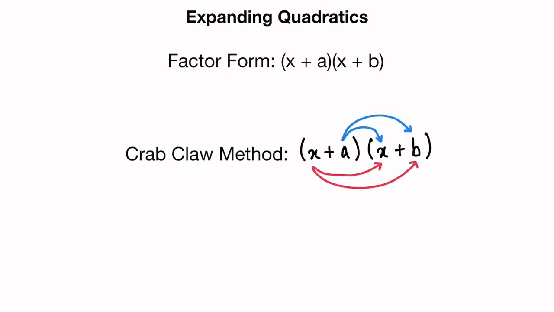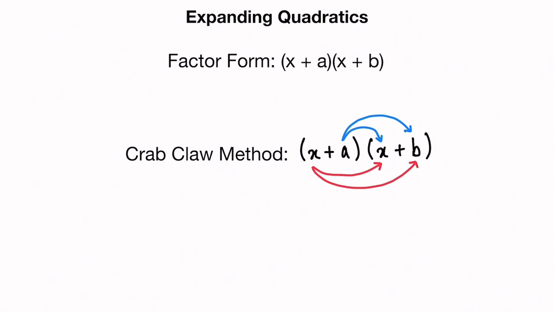So expanding quadratics. As we said before, we have the factor form of x plus a and x plus b. So we can expand that, and the way you can do that is what I call the crab claw method. So you can see here with the arrows, it kind of looks like a crab claw. So it's a very easy way to remember.